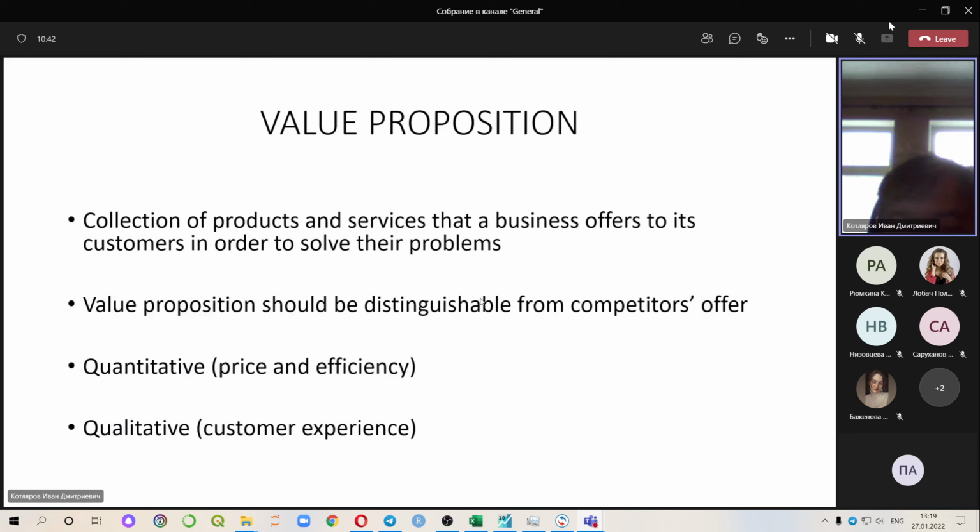So from the quantitative point of view, customers are interested in having either a lower price or a higher efficiency. Probably a combination of both, a slightly lower price and a slightly higher efficiency. For example, in case of IKEA, what is the source of value, actually? Ladies and gentlemen, IKEA, the famous Swedish supplier of home goods. Maybe cheap but decent goods.